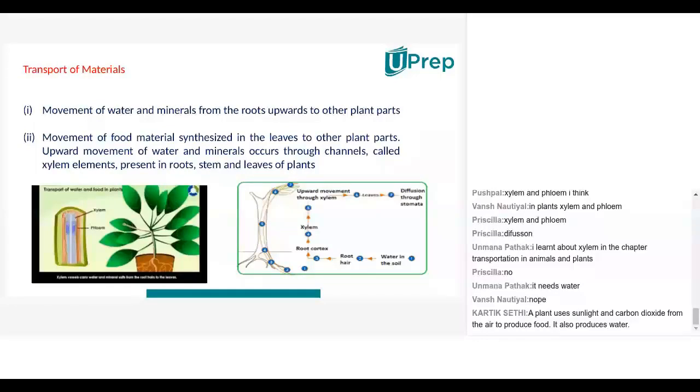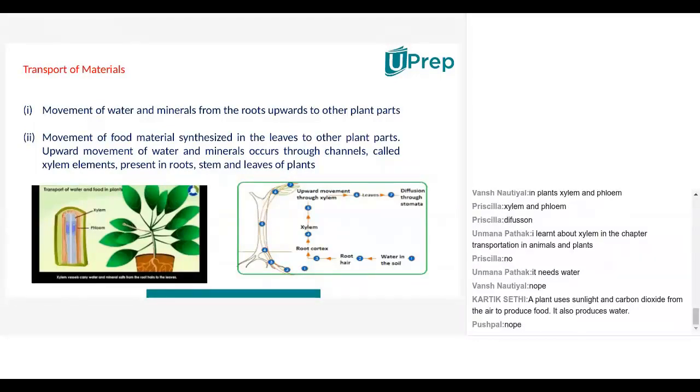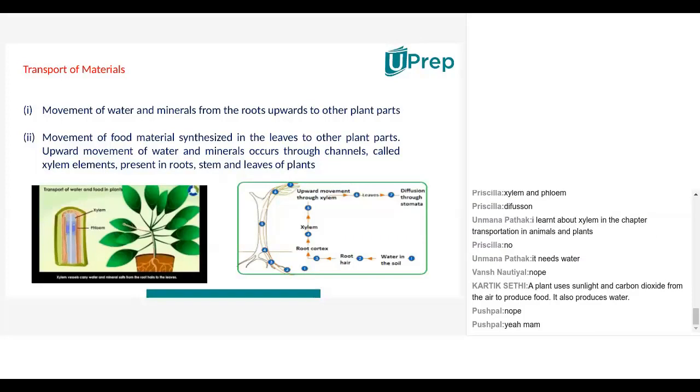No. Correct, Priscilla, Unmana, Vansh, Karthik, all of you are correct. It will not be able to take it, because it's a solid. So in that case, what do we have to do? We have to water the plant. That is one option. The second option is we mix the fertilizer in a cup of water, make a solution out of it, and then pour it in the soil at the root of the plant.